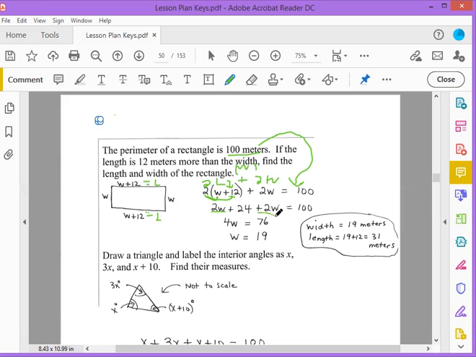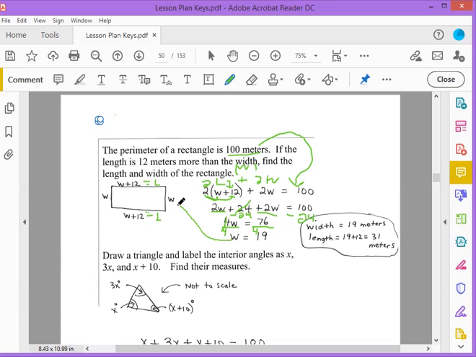Now we're going to combine like terms. 2W plus 2W gives us 4W. And we subtract 24 from both sides of the equation. When we do that, 24's cancel on the left side. On the right side, 100 minus 24 gives us 76. Lastly, we're going to divide both sides by 4. So we'll get W equals 19.